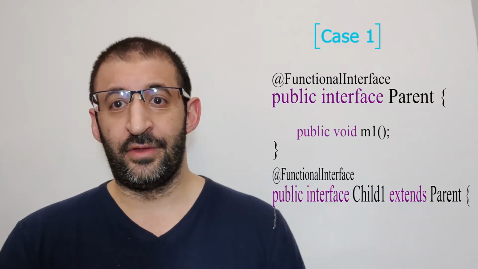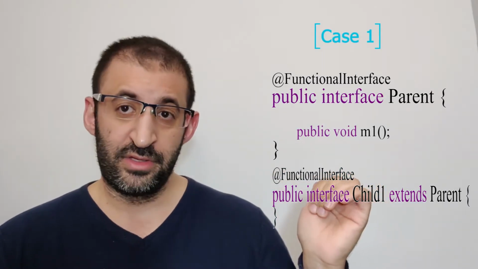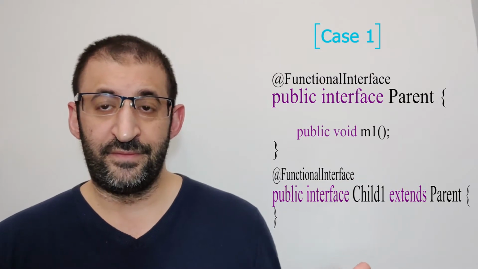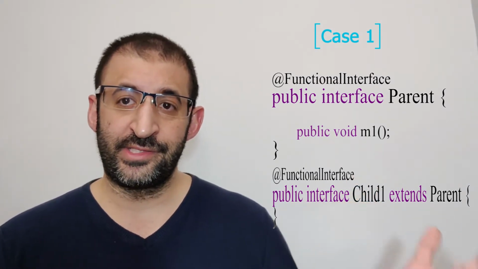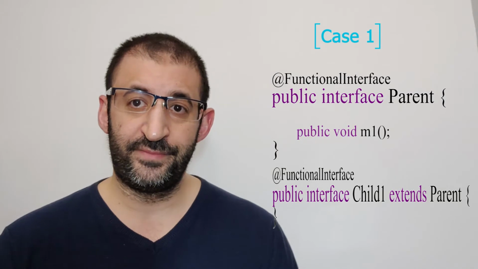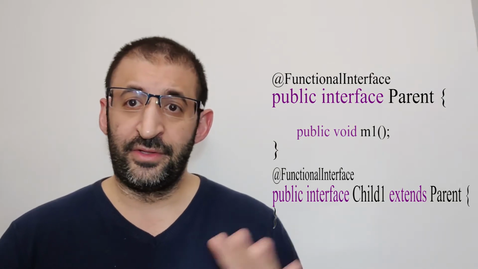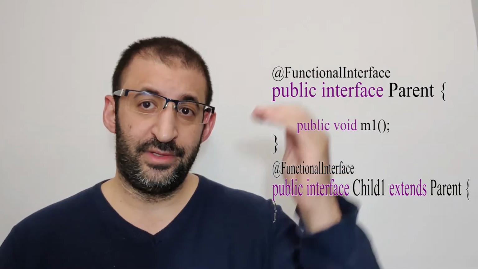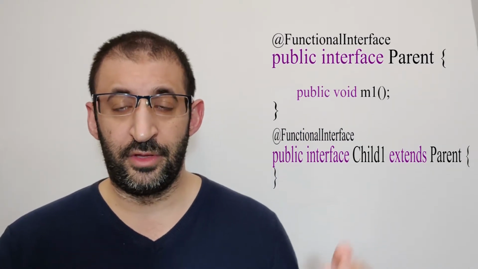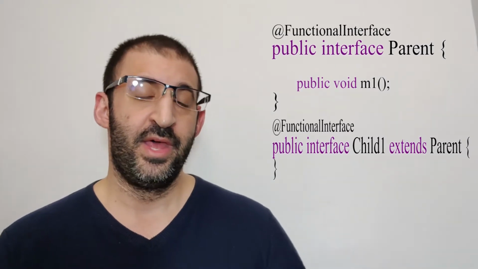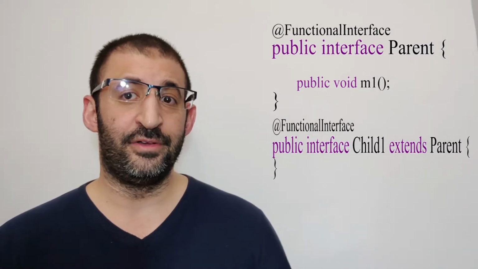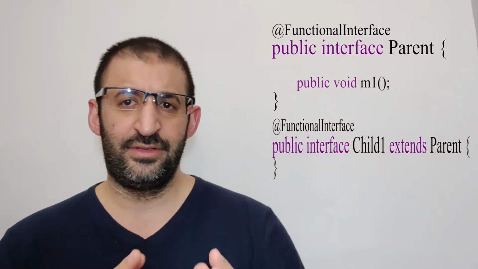I suppose I have this interface parent that contains only one abstract method, M1, and also I have the second interface that extends from the parent interface, and it doesn't contain any method, but in this interface child I will put the annotation functional interface as the parent. Here, is it valid or no? Just think some seconds and tell me.